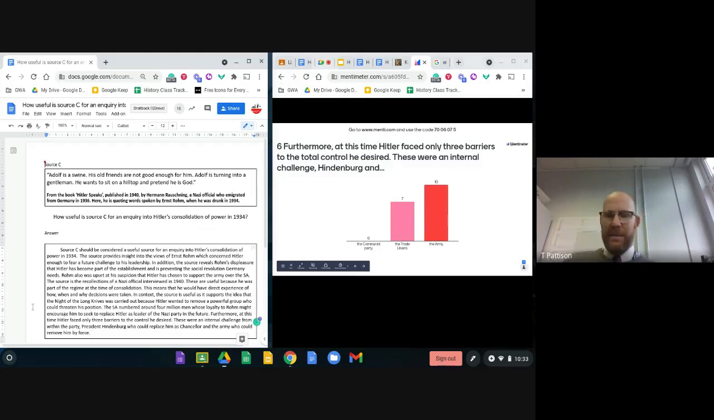Now, this isn't anything particularly dramatic. We can come in and say, overall, the source is very useful for highlighting the divisions between Hitler and Ernst Röhm. Okay?